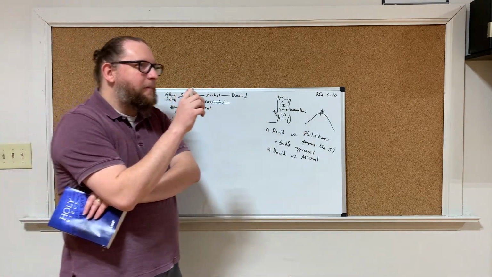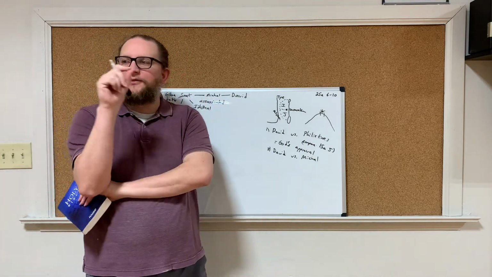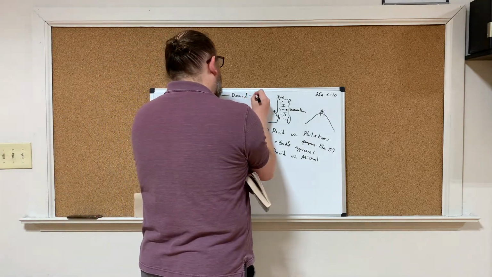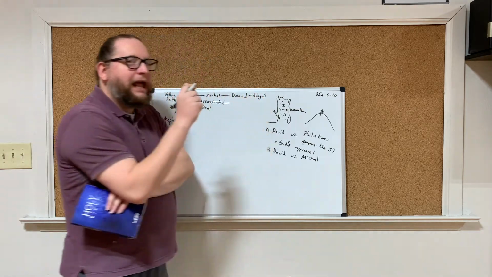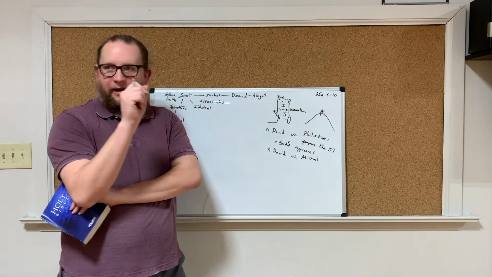So Michal says, "You look like a stupid person who's embarrassed himself in front of your servants," and that's keying back to David's other wife, Abigail, who used to be the wife of the foolish one, Nabal.